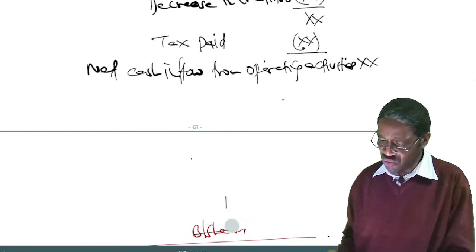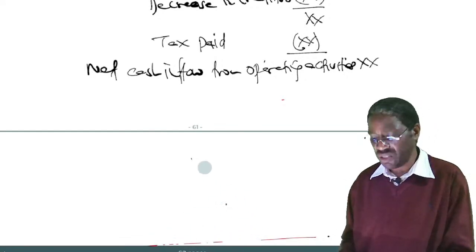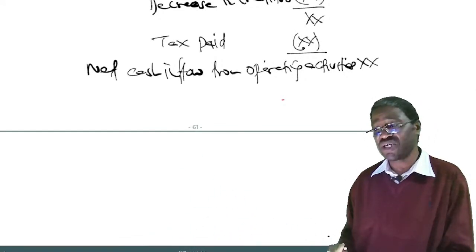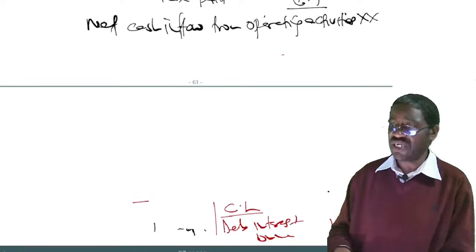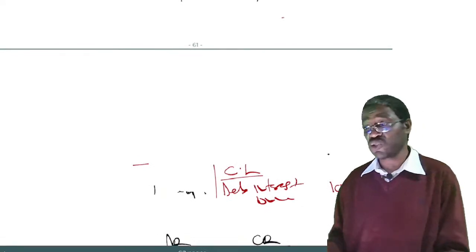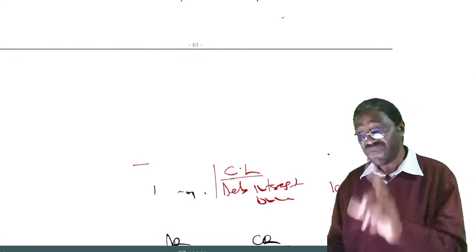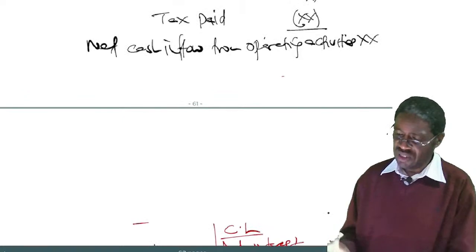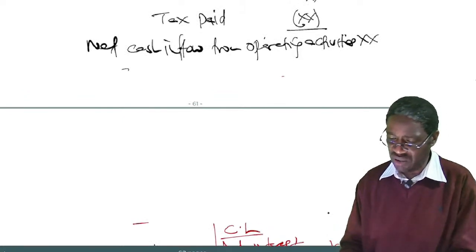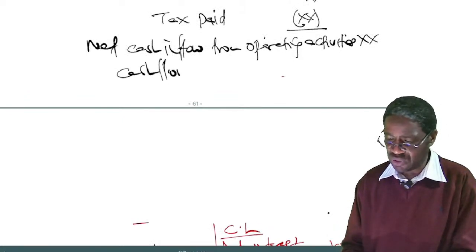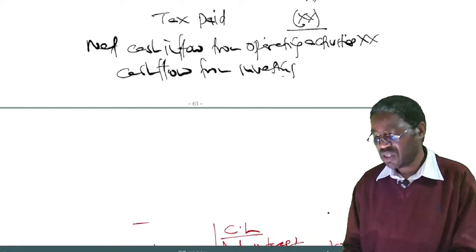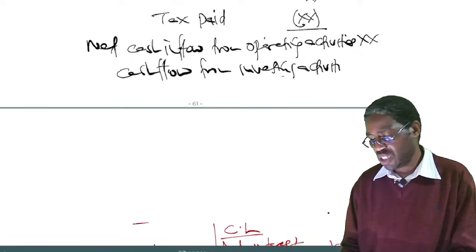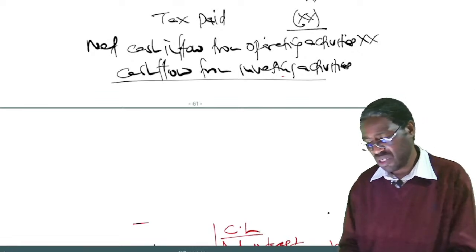So we are now through with the first category of the cash flows. We now go to the second category, and that is cash flows from investing activities. That's what we want to talk about now. What are these cash flows? Cash flows from investing activities.